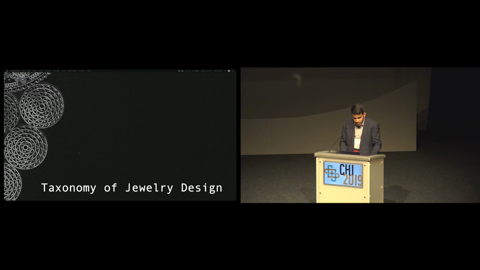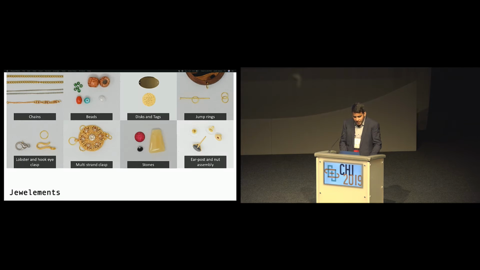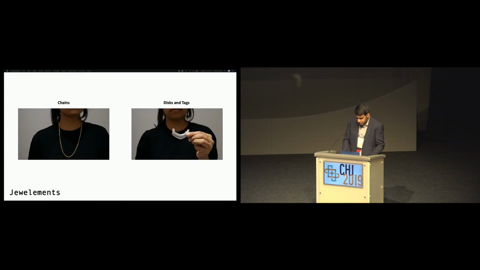So now coming to the taxonomy itself, the first important part of the taxonomy is Jewelements, which are the basic jewelry elements that can be found in most jewelry over the world. This slide shows some of the Jewelements that we define in the paper. For each Jewelement, we analyze its physical affordances and how those physical affordances could be connected to interactions. So let's right now look at the analysis for 2 of the Jewelements.